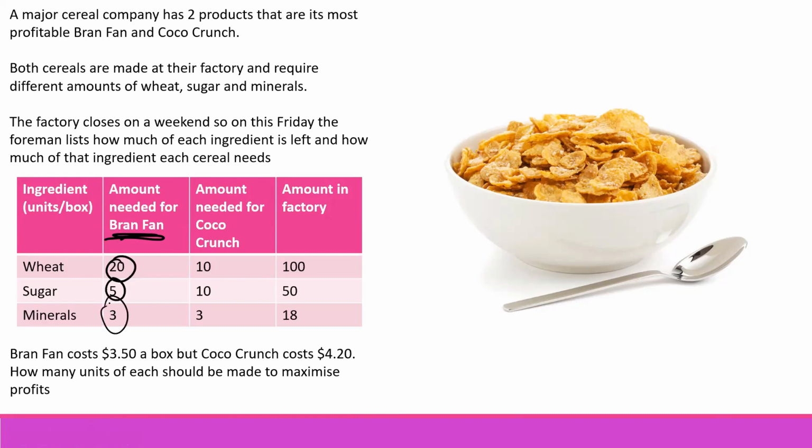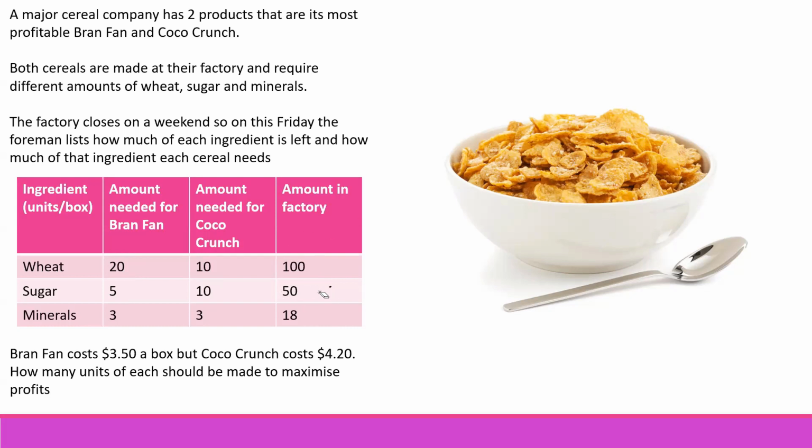Whereas Cocoa Crunch has a lot less wheat, but look how much sugar. It's packed with a fair bit more sugar, twice the amount of sugar, and the same amount of minerals. So that means both of these two cereals are a little bit different. But what have we got in the factory? Well, we have a lot of wheat, we don't have too much sugar, and we have a fair, decent amount of minerals. So already I can sort of get an idea.